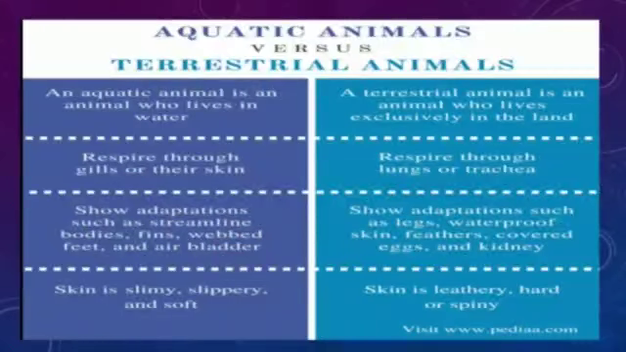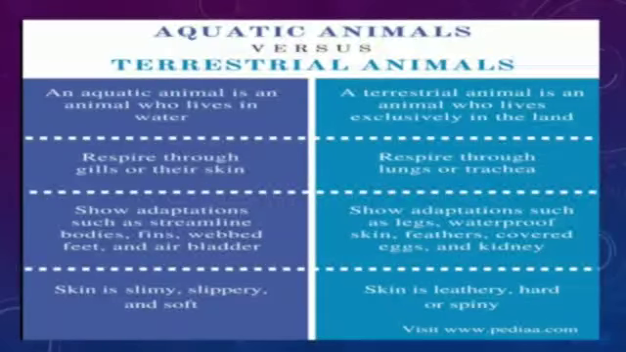So aquatic habitat versus terrestrial habitat: an aquatic animal is an animal that lives in water, and a terrestrial animal is an animal that lives exclusively on land only. It means the major difference between aquatic animals and terrestrial animals is that aquatic animals live in water and terrestrial animals live on the land. Aquatic animals respire through their gills or their skin, and terrestrial animals respire through their lungs or trachea.